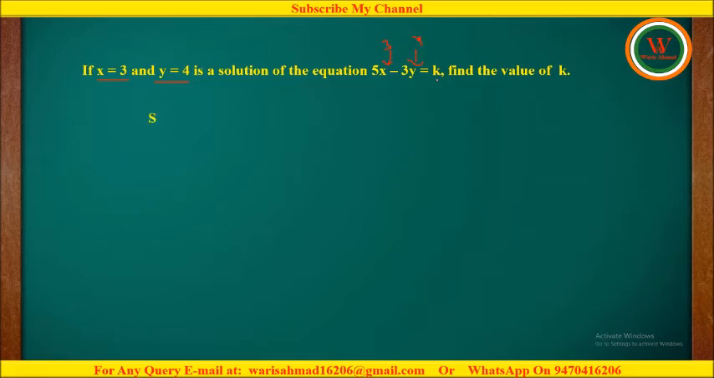So first of all we have to copy the question. x = 3 and y = 4 is the solution of this equation 5x - 3y = k. After that we'll put the value of x = 3 and y = 4. So same thing we will do here. 5 into 3, in place of x I have put 3 and in place of y I have taken 4. And after solving this we will have 15 - 12 = k, and finally we can write k = 3. So this is the solution of this question.